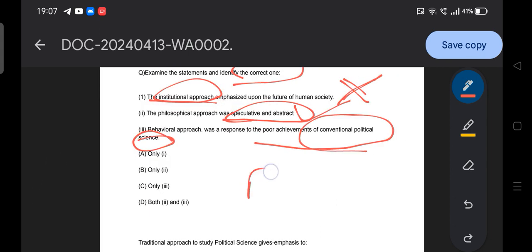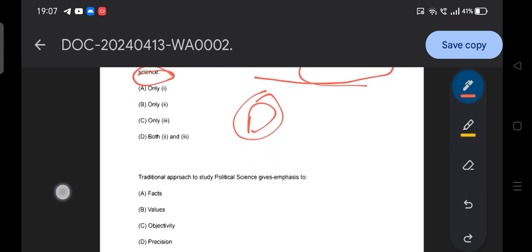So option B, D is answer. Both the second and third are correct. Okay, we will discuss all these things: what is behavioralism, the traditional approach, the philosophical approach. So just be patient. Okay, moving to the next question.